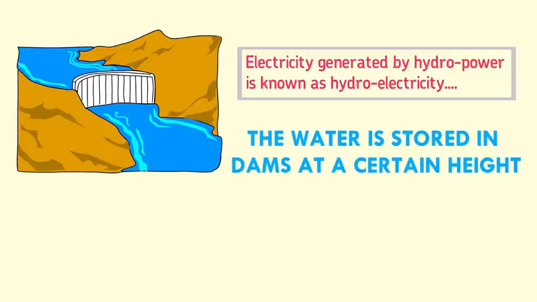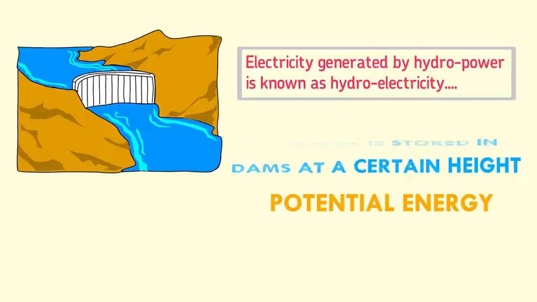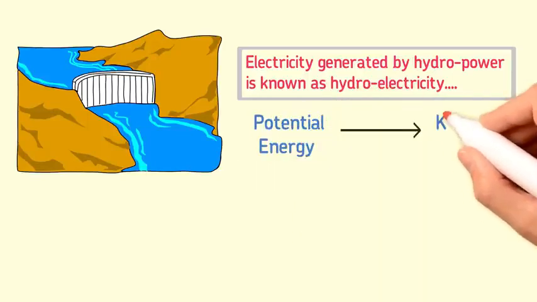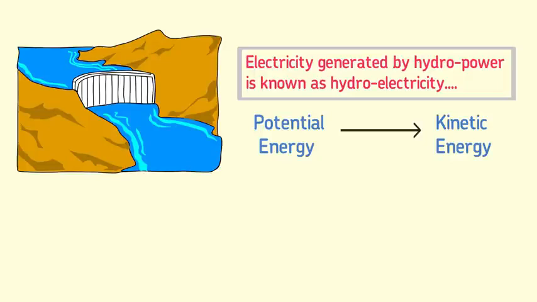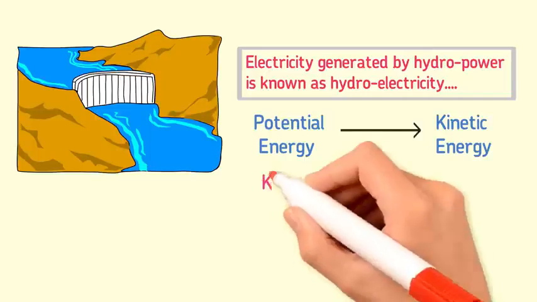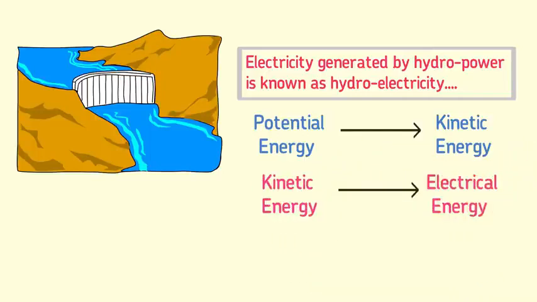The water is stored in dams or reservoirs at a certain height. The water at a certain height possesses potential energy. When water falls down, its potential energy is converted into kinetic energy. I mean, the water will run the turbines. The kinetic energy of the turbines is transformed into electrical energy. Thus, in this case, potential energy of the water is converted into kinetic energy and then to electrical energy.